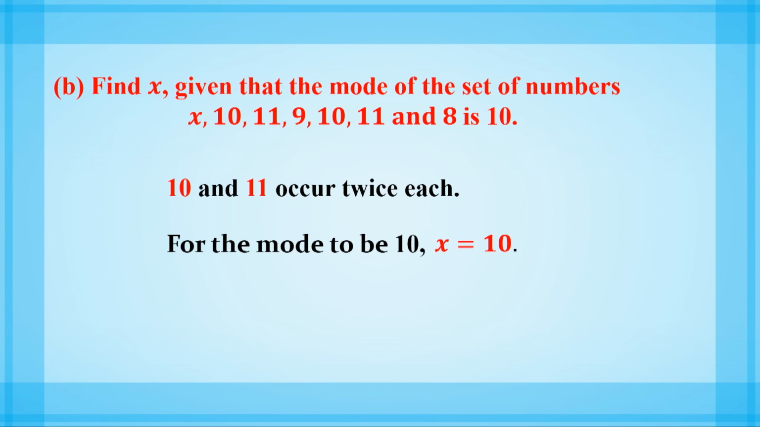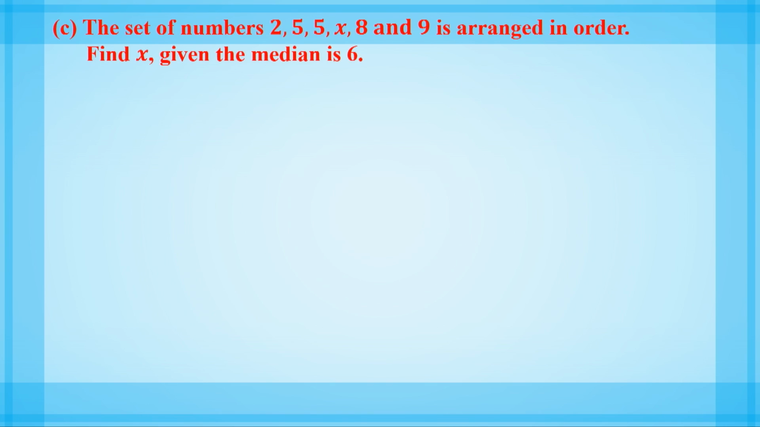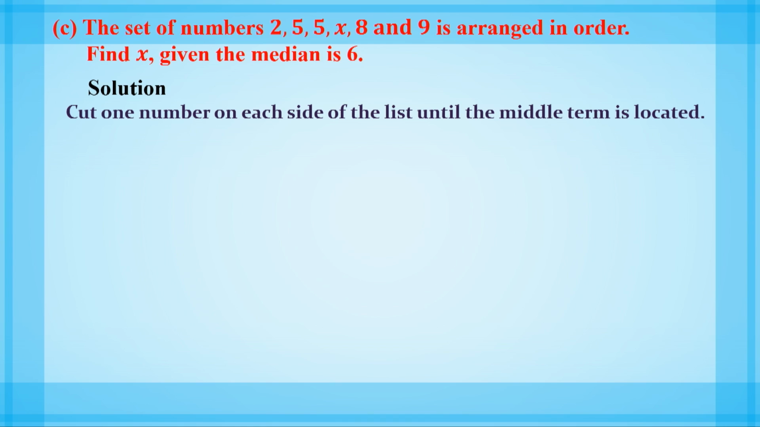Part C. The set of numbers 2, 5, 5, x, 8, and 9 is arranged in order. Find x given the median is 6. Now, since this set is already arranged in order, we can cut one number on each side of the list until the middle term is located, as shown below.